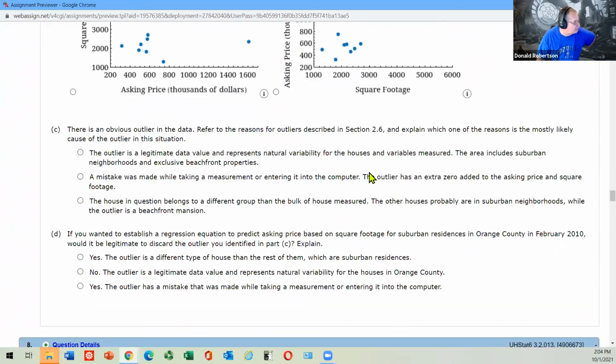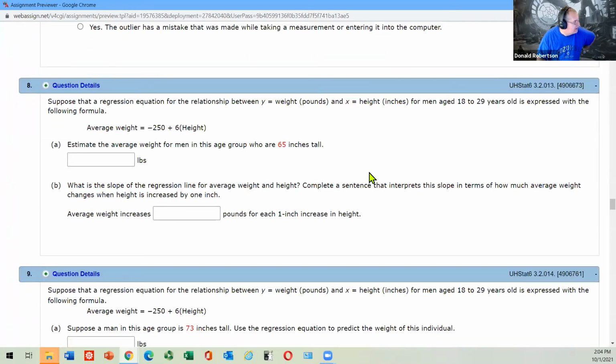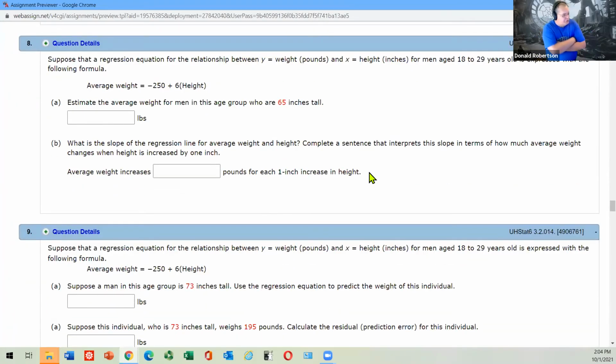It talks about outliers. We've done that before, so that's not new. And here's our first question, which is kind of new for today. Do you see that they've given you the formula that you're going to use? Don't overthink this question. It is as easy as it looks. Estimate the average weight for somebody who's 65 inches tall. Won't you just go here and type in -250 plus 6 lots of 65?